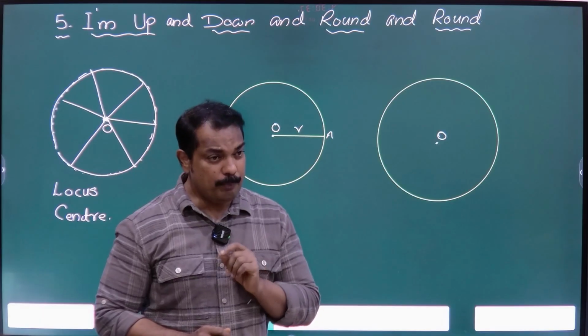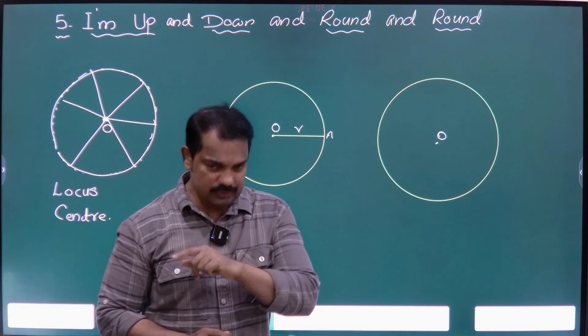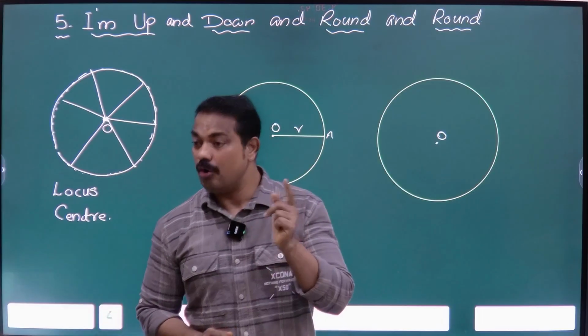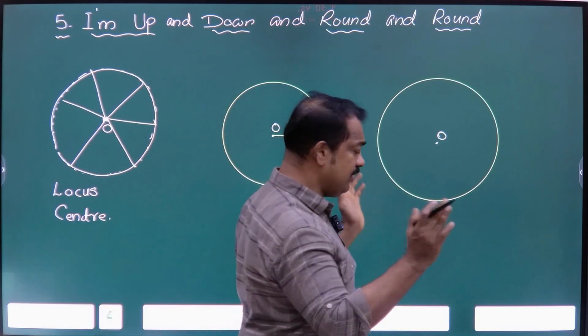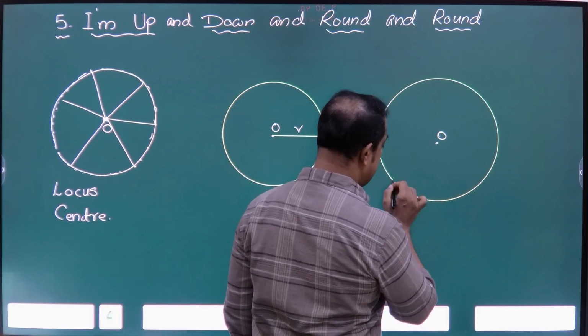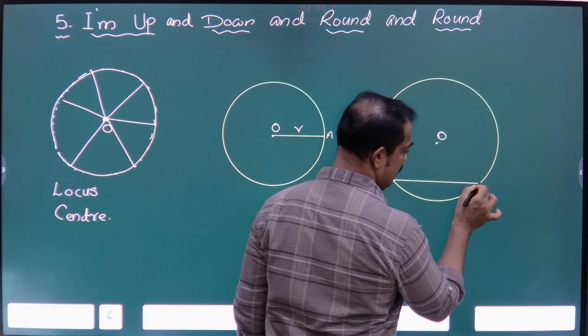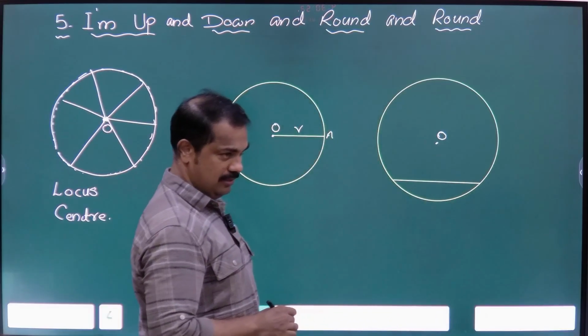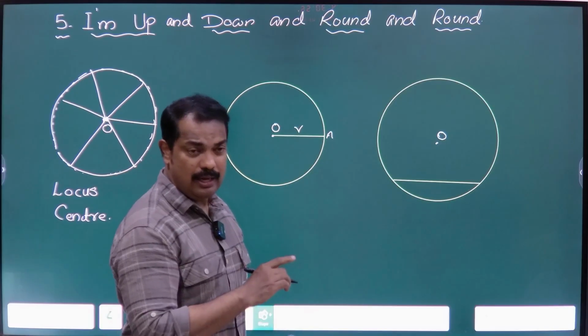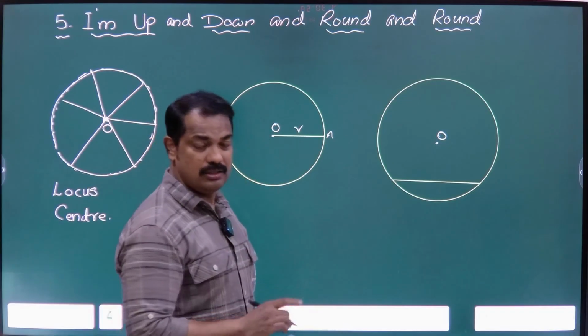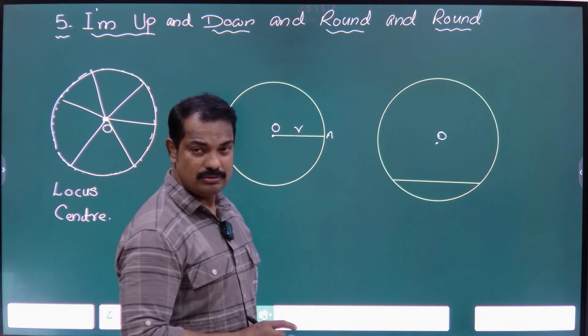Now listen. Take any 2 points on the circle, not outside, not inside, but on the circle. Now join these 2 points with the help of a line segment. This is a line segment. The line segment joining the 2 points on the circle is called chord.